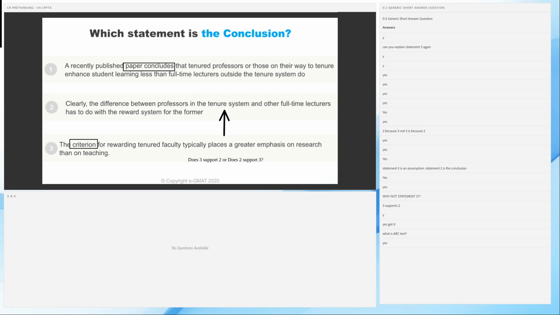What is the ABC test? The ABC test is a test that we teach at e-GMAT, where we say if B is written to support C, then C is the main conclusion. If C is written to support B, then B is the main conclusion. So that's what you ask yourself. It's in the premise and conclusion file. I think it's file number 2, if memory serves me right. Is that clear to everyone now?